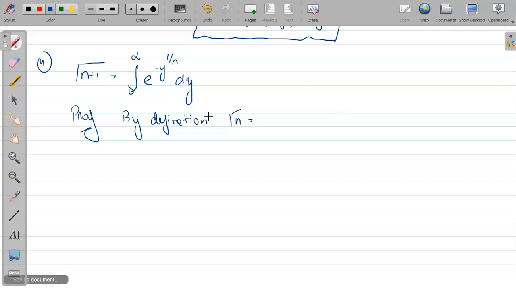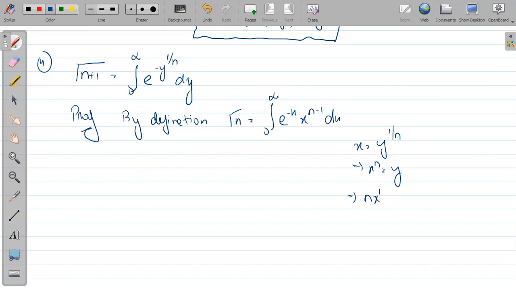So here we have to prove this one. Gamma n is what? Already we know: e to the power minus x, x to the power n minus 1, dx, from 0 to infinity. This we have to remember by heart. Now, e to the power minus x is there, so let's write the substitution. You should get the idea of how to substitute. X is y to the power 1 by n, so x to the power n is y. Differentiating, n x to the power n minus 1 dx is equal to dy. How will the limits change? When x is 0, y will also be 0. When x is infinity, y will also be infinity. It's very obvious.